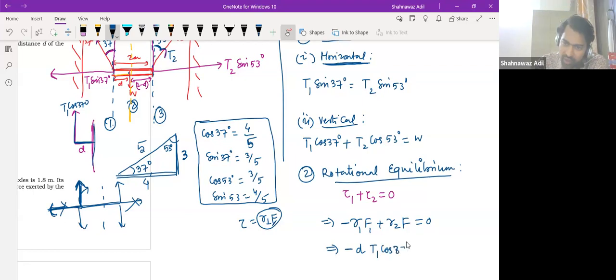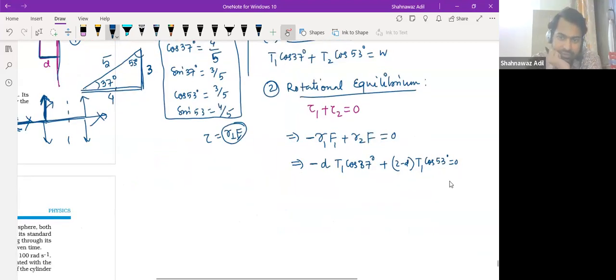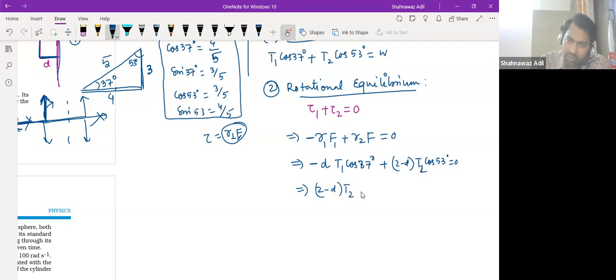So now let us write the distance: minus D, and F1 is T1 cos 37. Plus, what is this perpendicular distance? 2 minus D, and T2 cos of 53. So this is 0. Is this clear, everyone? So we can write 2 minus D, T2 cos 53 degree, and this is D T1 cos of 37.